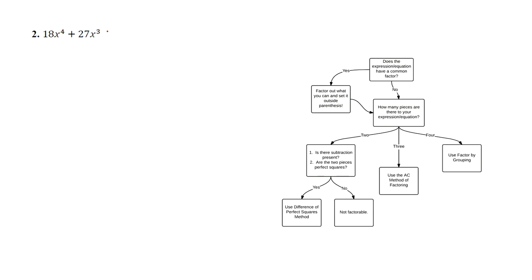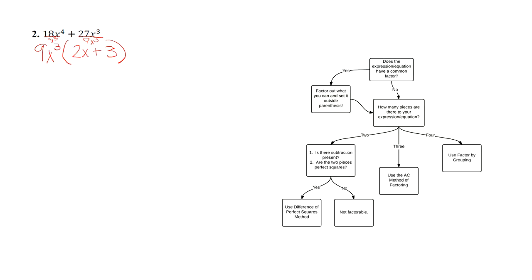18 and 27, they have 9 in common. And then it looks like they both have an x cubed in common as well. So I will divide out or pull out a 9x cubed. If I divide that away, I'll have 2x left behind right here, and 3, like that. Okay, so I did that, factored it out.